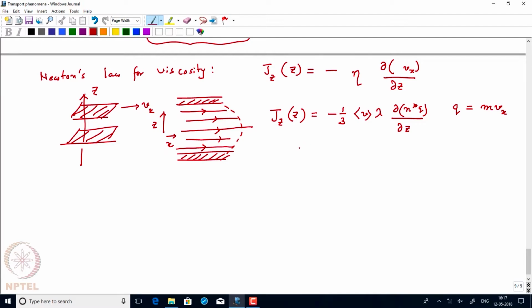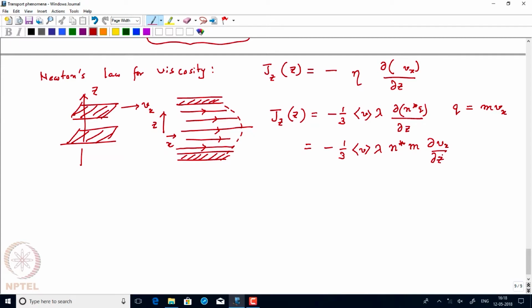So we can readily see that it will be minus 1/3 V average lambda, and I have n star, and then it is del Q over del z. But remember that Q is also m times Vx, so ultimately the m also comes out because it's just a constant, the mass of each particle. So you'll have del Vx over del z.